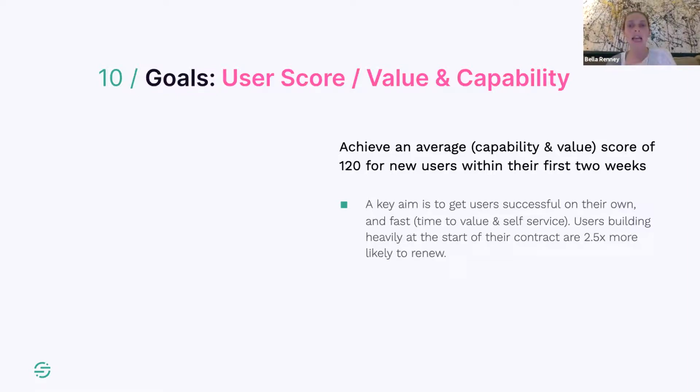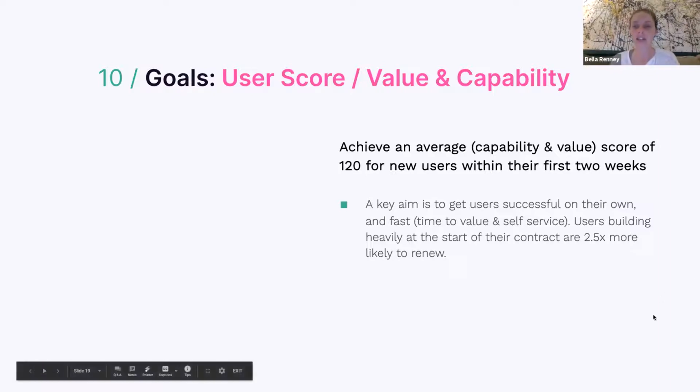So that's how we landed on capability and value, and an average score of 120, which is a little bit irrelevant for this webinar, but just so you know, it's the real number, within their first 2 weeks. And Jazz, I'll just show what this looks like in Mixpanel.